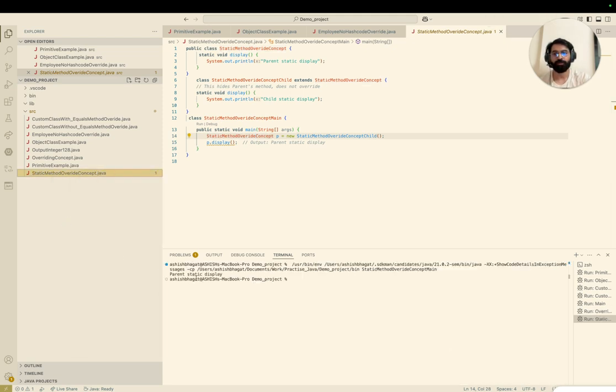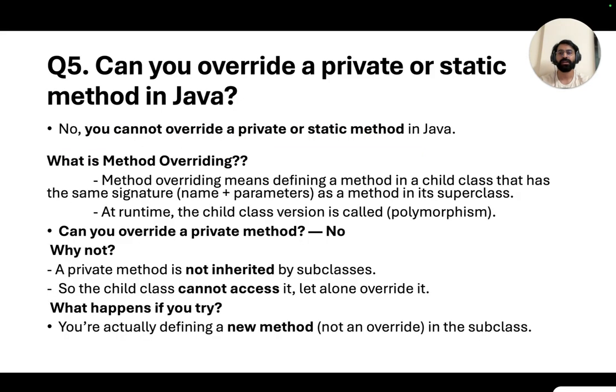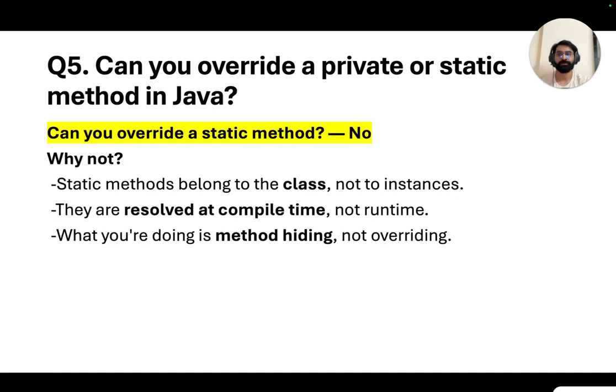So you see we are getting the output as parent static display. It means it invoked the display method of the parent class, not the child class, because the child method hides the parent method. It doesn't override it. So I hope you got it. If you try to override a static method, it actually hides the parent method implementation. So we will not be able to override the static method, and also we will not be able to override the private method in a Java class.